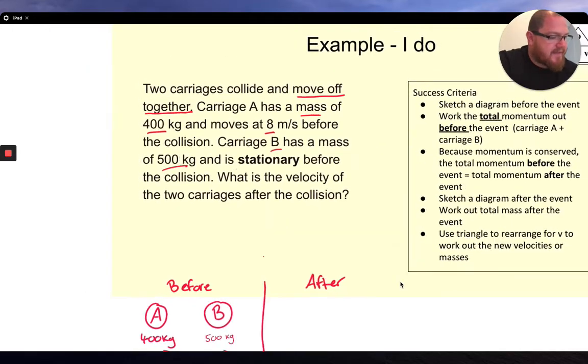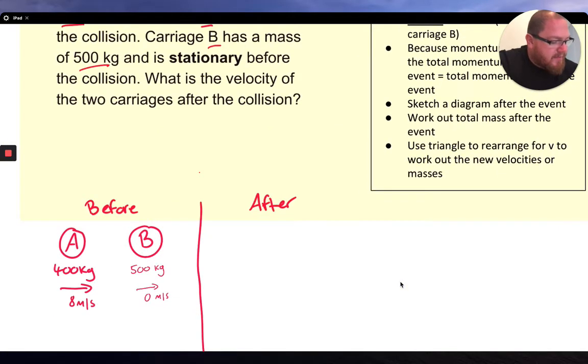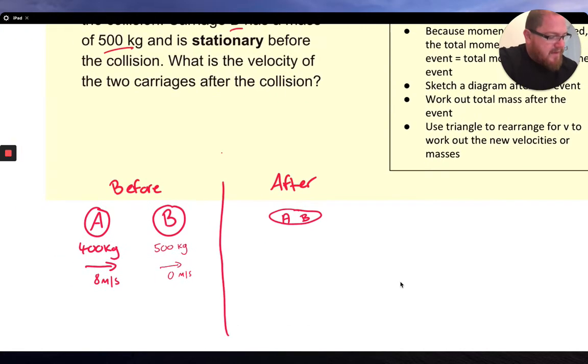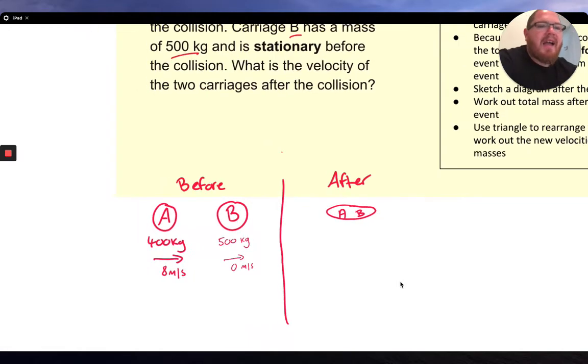Now, after the event, they combine and they move off together. So I'm going to draw my diagram like this. I'm going to draw one A, B. It's one big circle. I know that doesn't look like a B. Let me do that again. Let's get this right. That's better. A, B. Okay? They collide and they move off together. So they both have the same speed. Now the mass is going to be, well, actually, let's just leave that.